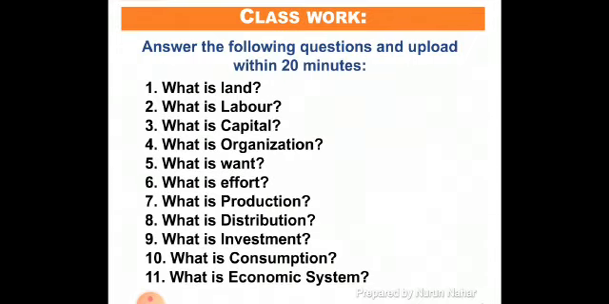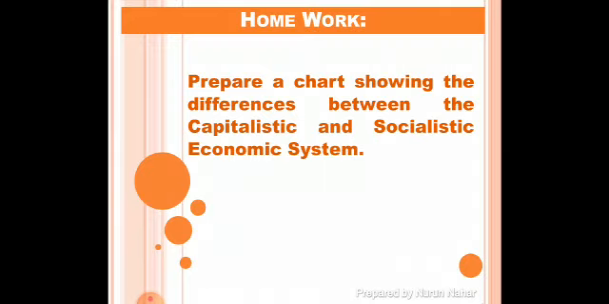Let's see what your classwork is. On the screen you can see 11 one-word questions. What is land, labor, capital, organization, want, effort, production, distribution, investment, consumption, and economic system? You must solve these 11 questions within 20 minutes of the class and upload them to your own subject groups. Let's see what your homework is. Already I have told you, prepare a chart showing the differences between the capitalistic and socialistic economic system.